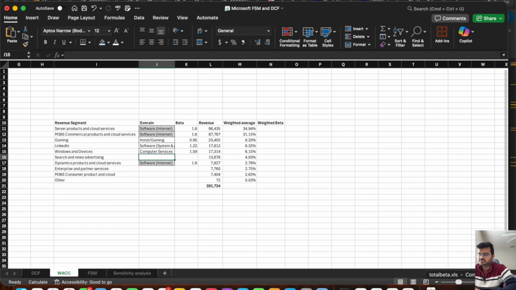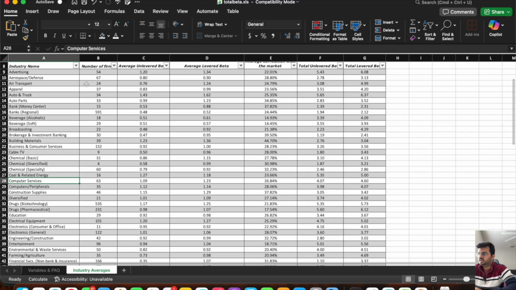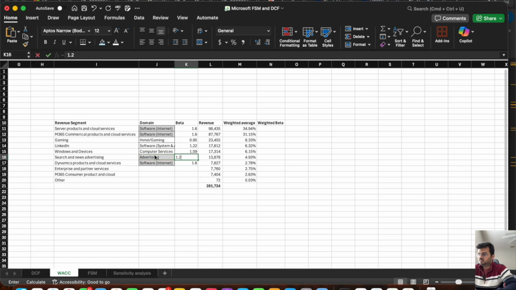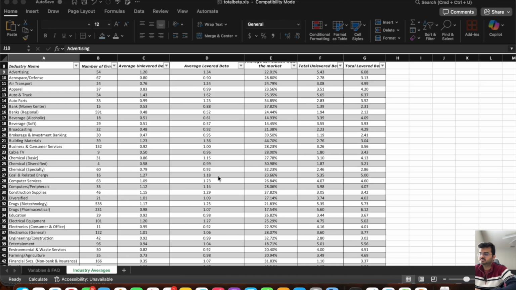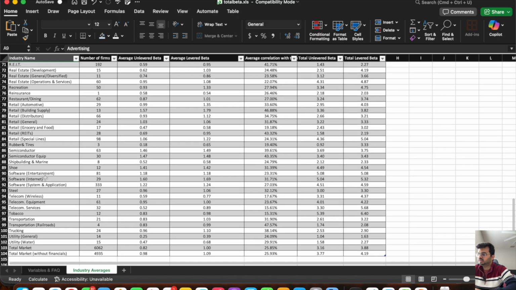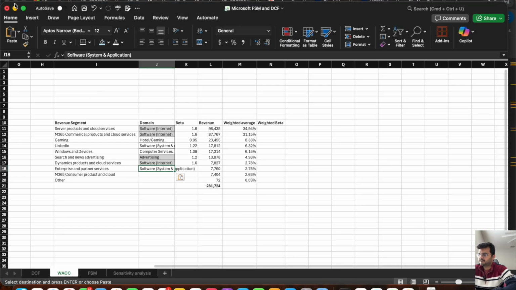Next one is search and news advertising. For this, Professor gave already one line item as advertising, and the beta is 1.2. I'm going to use that, 1.2. Then enterprise and partner services. As far as I understood from the business, it is referring to software systems and applications, so I'm just going to use the same. And again, this one is cloud service, so I'm going to use this. Then finally, others, which even Microsoft hasn't specified. So I'm just going to take the beta for this as one.